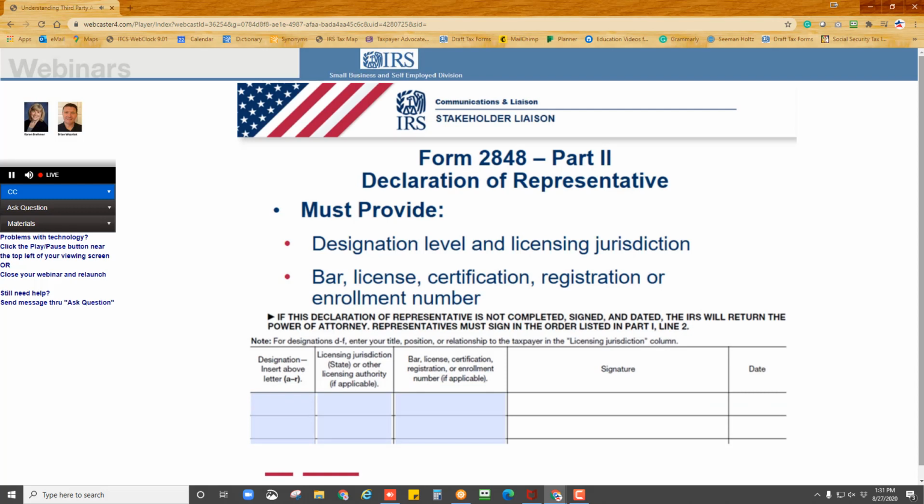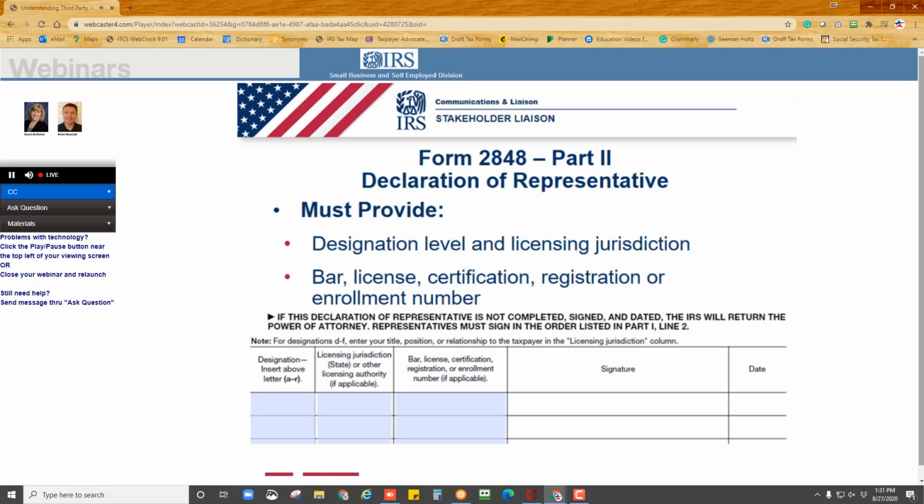Thanks, Brian. Okay, so the next section we're going to talk about is part 2, Declaration of Representative. Let's go over what you put in each of these columns. For designation, in column 1, you enter the letter that corresponds to the type of third party that you are. Earlier we mentioned CPA, EA, attorney.